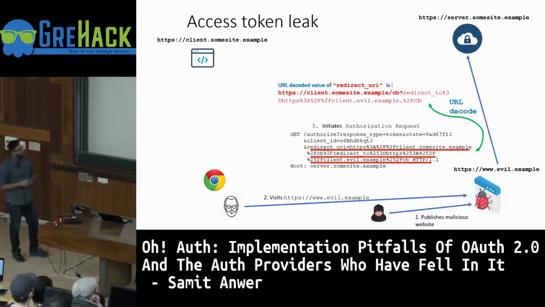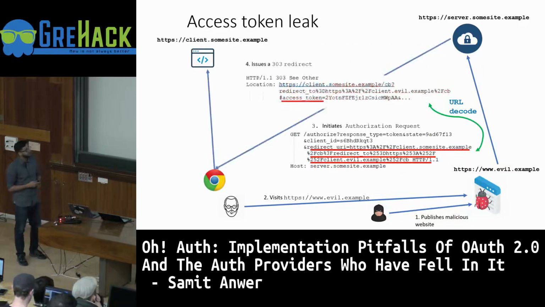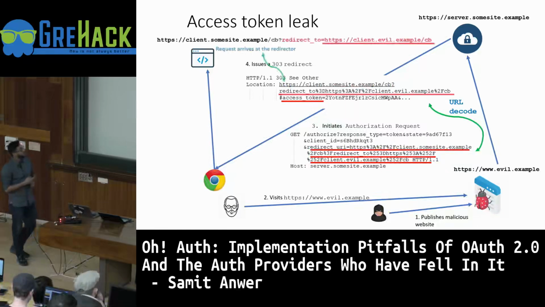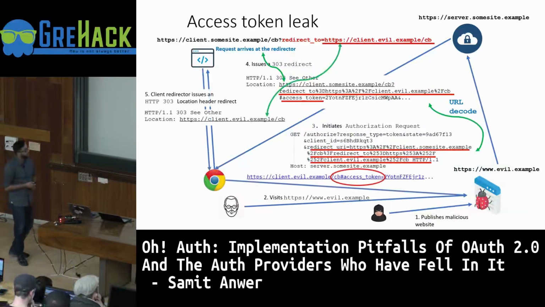And once this request reaches the auth server, the server matches it with the pattern that was registered, and the pattern was exactly the same, client.somesite.example/cb/*. And this pattern matches this particular value. So the auth server approves of the redirection and redirects the access token back to the client. And since the client has an open redirect exposed, it will redirect this particular access token back to client.evil.example. So as a URL fragment, you will get the access token, and the attacker can easily extract that value.